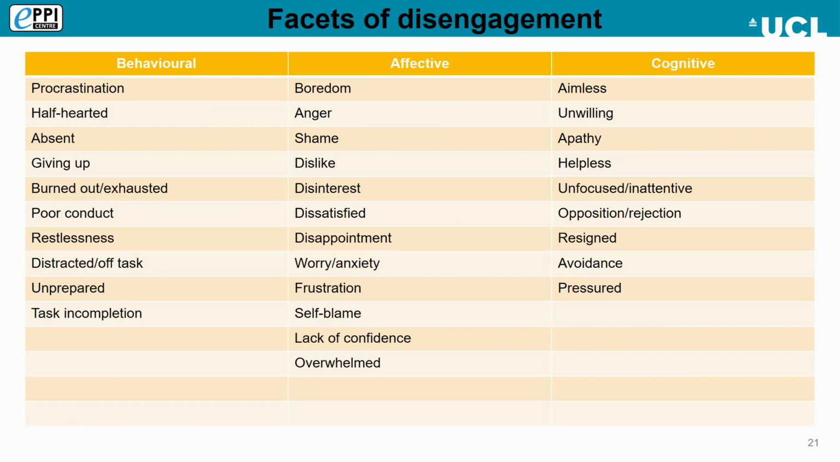Facets of disengagement include absence, poor conduct, restlessness, being distracted. Affective disengagement includes things like being dissatisfied with, for example, learning online as opposed to face-to-face, perhaps frustration when technology isn't working properly, but also cognitive disengagement in terms of being unfocused or inattentive, opposing a particular approach, or avoiding work altogether. So those facets of engagement and disengagement were used to code studies in the two systematic reviews that I conducted in my PhD of research exploring student engagement and technology.